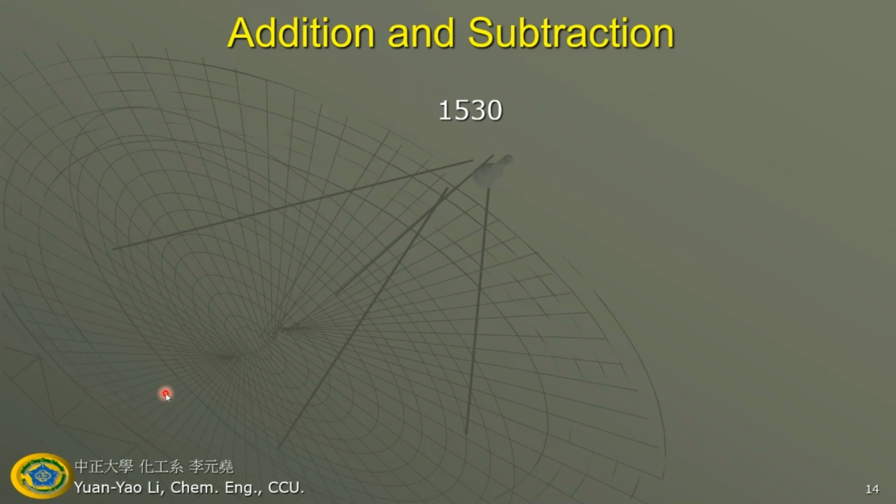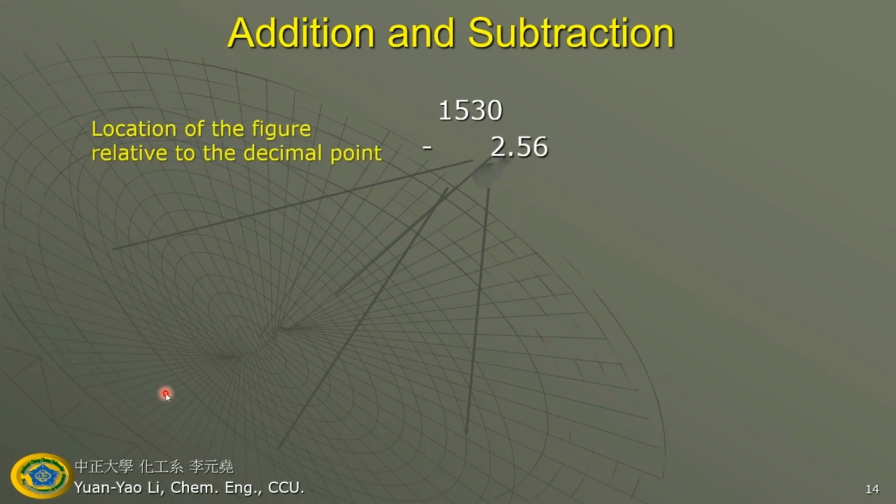For example, we have 1,530. We don't know the volume, we don't know the units, but whatever. How many significant figures here? Anybody want to tell me? 3, right? Okay. I have another sample, which is 2.56, and I want to do the subtraction. If you think of the weight, again, you have a 3 digit number. The significant figure is 3. The significant figure is 3.